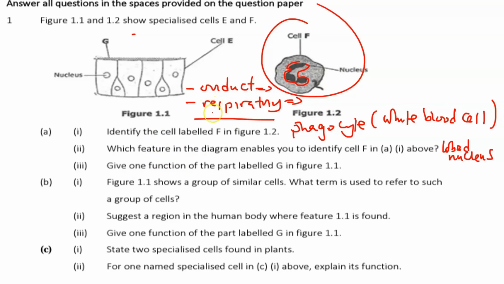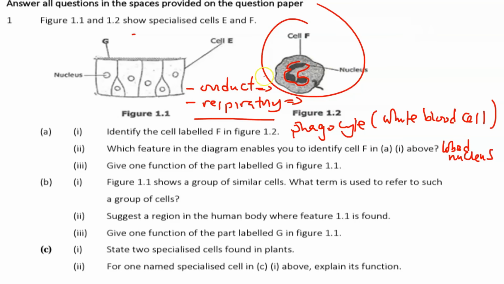Okay, so it traps the dust particles, and of course it removes the dust particles that might have entered with air during breathing in. Then what about in the oviduct? In the oviduct, it moves the ovum or the egg toward the fallopian tube, or it pushes toward the uterus, so that fertilization can occur, or so that it can meet the sperm.